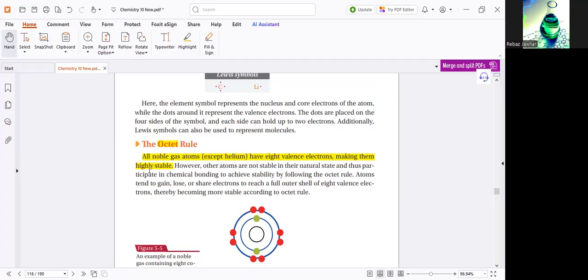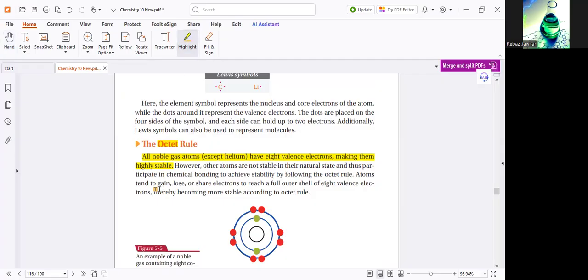It means that any atom that has 8 electrons in the outermost shell will be very stable. Then, what are the elements that have 8 electrons in the valence or outermost shell? The noble gases except helium. So, what about the other elements? The other elements tend to have 8 electrons in the outermost shell. How? By gaining, losing, or sharing.